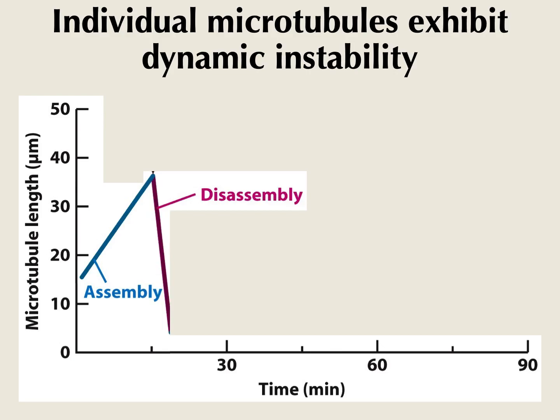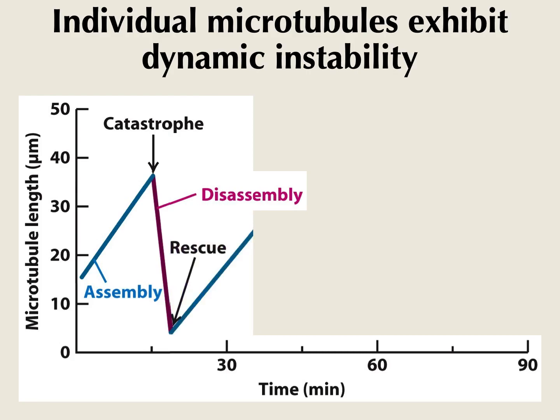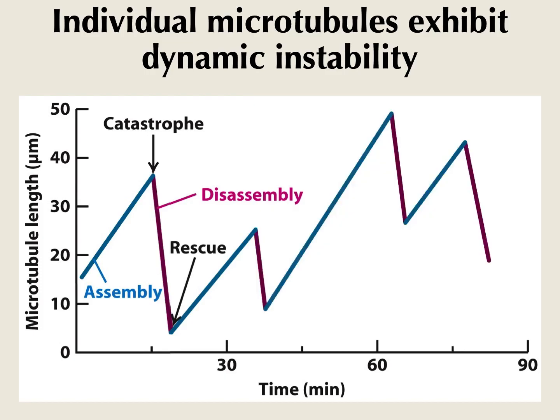And the tipping point has been referred to as a catastrophe, right? And we're going to see why. We're going to try to explain what happens during these catastrophes, when microtubules just depolymerize very quickly. But then eventually, there's a rescue. So the depolymerization stops. Now you have a plus end where you can add again some dimers, right? So that's the rescue, and now the assembly can continue.